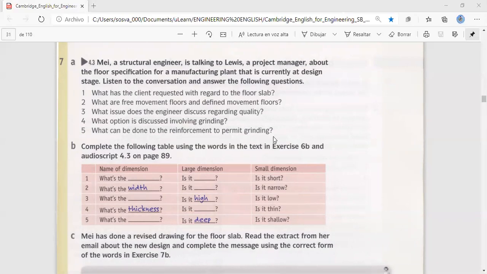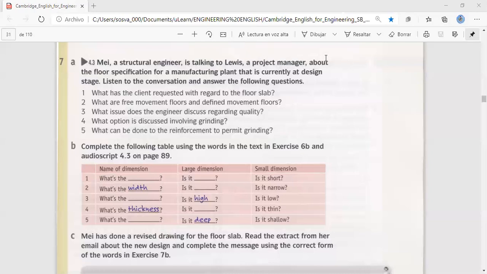Okay. I'm going to play the conversation. I'm going to play it twice, actually. It's a 2-minute conversation, so listen carefully. Just tell me if you're able to listen. 4.3. Did you listen to that? It's okay, yes. Okay, perfect. So listen carefully.